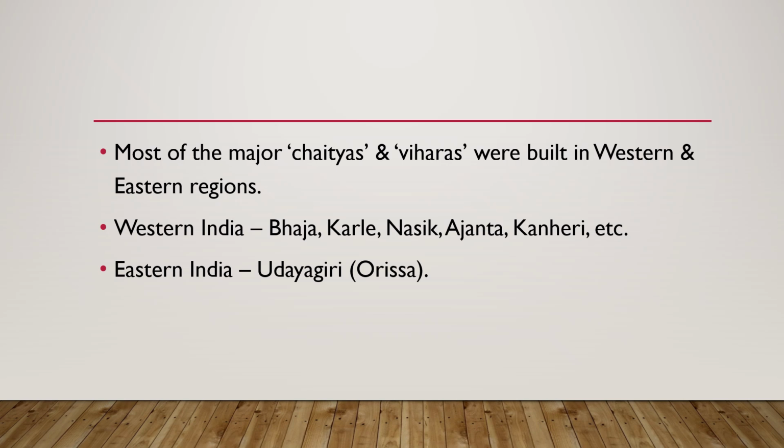Most of the major chaityas and viharas of this period were built in western and eastern regions. For example, in western India, they are located at Karle, Nasik, Kanheri, etc. Similarly, in eastern India, we have them in Udaygiri in Orissa.